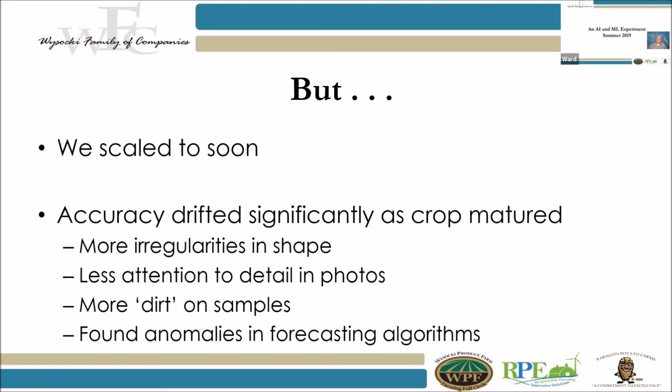There was more dirt. You saw in the picture I showed you with my feet, there was some dirt, and we decided what an acceptable amount was. We wound up with people that had a lot of dirt on the samples. People got lazy in the process, and we got lazy monitoring some of the results. And then the other thing we found with the agronomic team is we found some significant anomalies in their forecasting algorithms as well, which led to a lot of this.